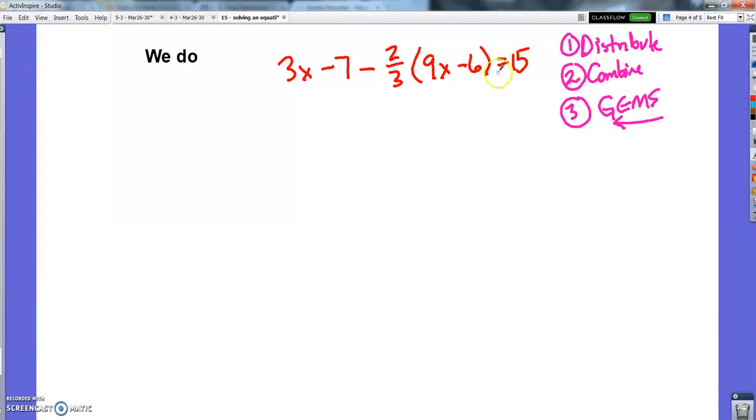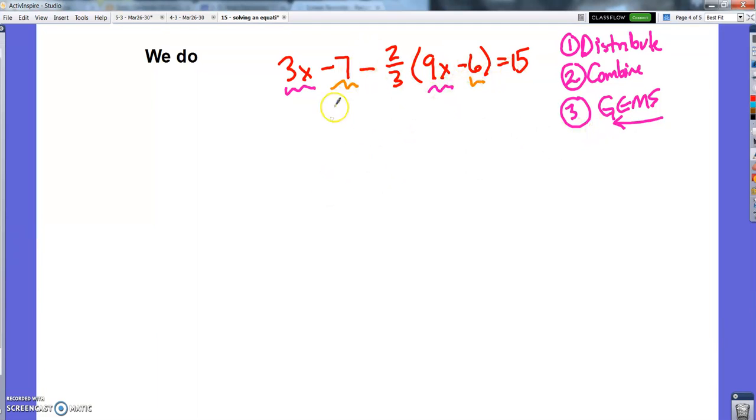So the reason I have to distribute first is I'd love to combine these x's, and I would love to combine the negative 7 and the negative 6, but I can't because these are in parentheses. And I'm not going to have 9x. I'm going to have whatever 2/3 times 9x is. And I'm not going to have 6. I'm going to have whatever 2/3 times 6 is. So I can't do the combining step until I get rid of these parentheses.